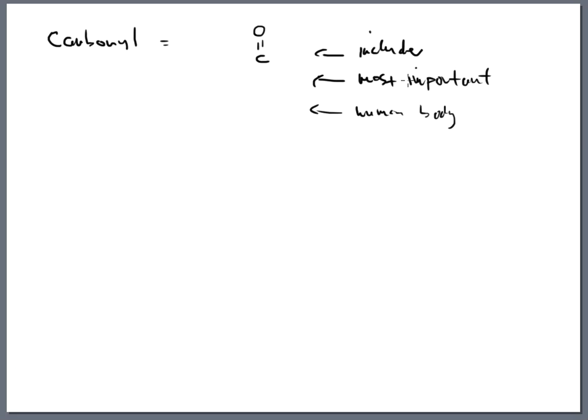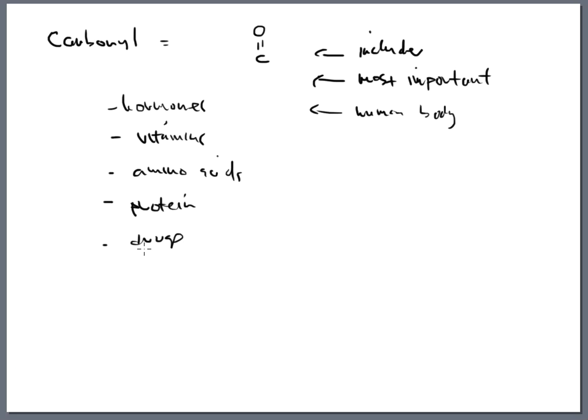What do I mean by that? Well, the carbonyl family is going to include things like hormones, vitamins, amino acids, proteins, drugs, fake flavorings. The list just goes on and on.